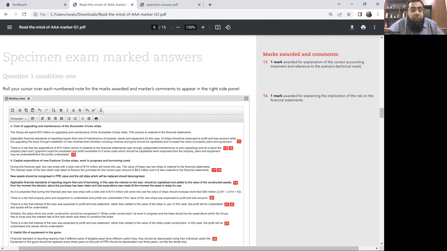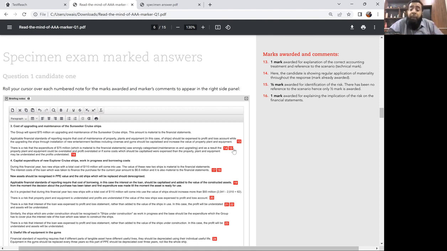Okay, there is a risk that the expenditure of $75 million, which is material to the financial statement, was wrongly categorized between maintenance and upgradation. As a result, property, plant and equipment could be overstated and profits overstated. If some which should be capitalized were expensed, then property, plant and equipment may be understated and profits are understated. See, he is simply referring that if he has done wrong capitalization, then assets will be overstated and profits will also be overstated because you are not recording the maintenance expenditure.